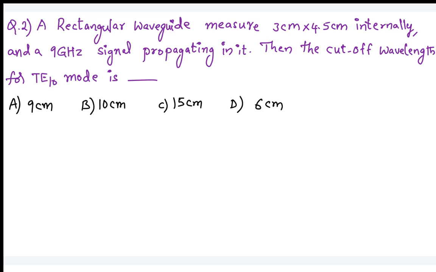There is a rectangular waveguide with dimensions of 3 centimeter by 4.5 centimeter, and a 9 gigahertz signal is propagating in it. Find the cutoff wavelength for the TE10 mode. There are two approaches: one is the concept, and the second is the mathematics.